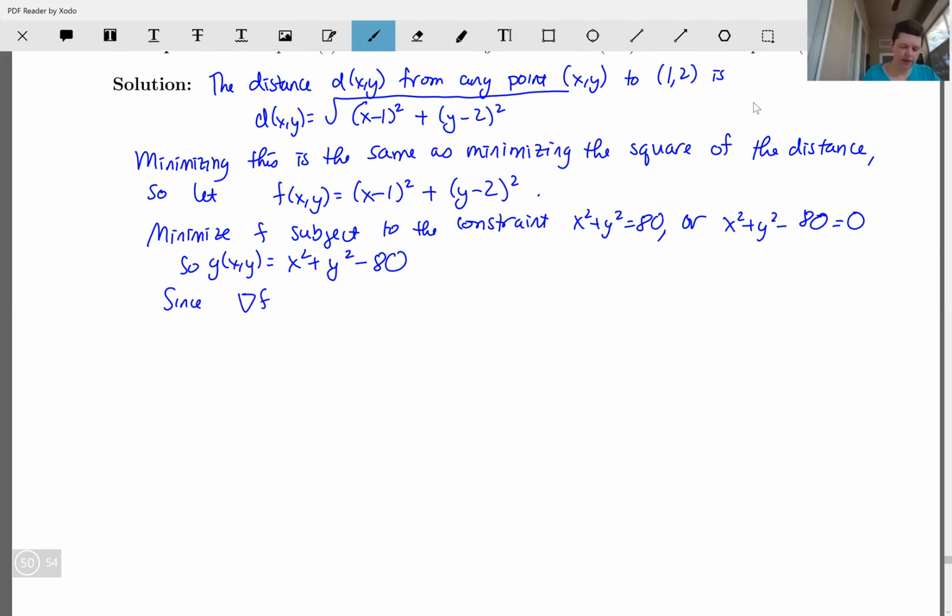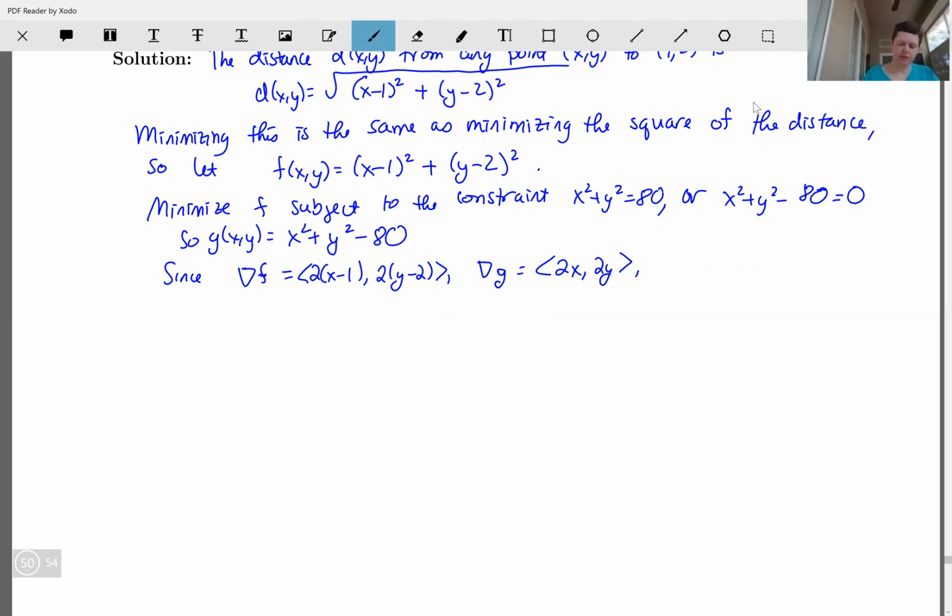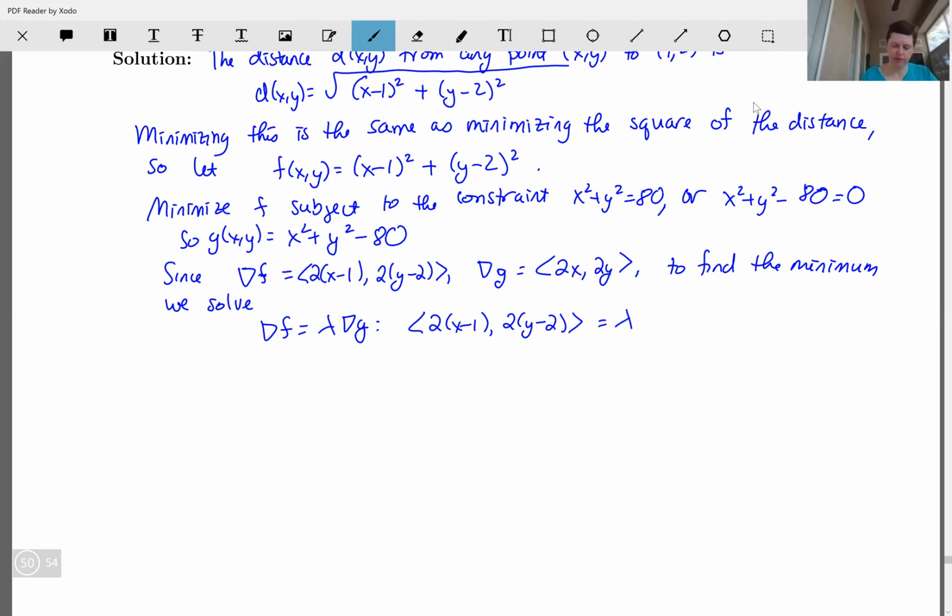Since the gradient of f, well, I'm just going to drop the x, y, make it shorter. Gradient of f is going to be the vector 2 times x minus 1, 2 times y minus 2, and the gradient of g is going to be the vector 2x, 2y. Right, to find the minimum, we need to solve the gradient of f is lambda times the gradient of g, or the vector grad f is lambda times the vector grad g, and g is equal to 0, so x squared plus y squared is equal to 80.